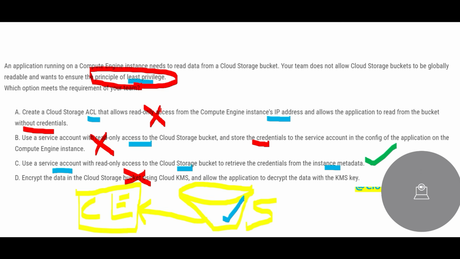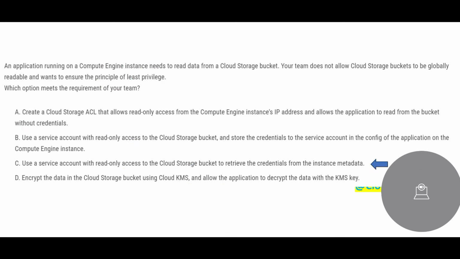Because this guy is saying no credentials required. Any Tom, Dick, and Harry can come in. So that is why only option C is correct. Option C. I hope you understood how we weeded out the wrong options.